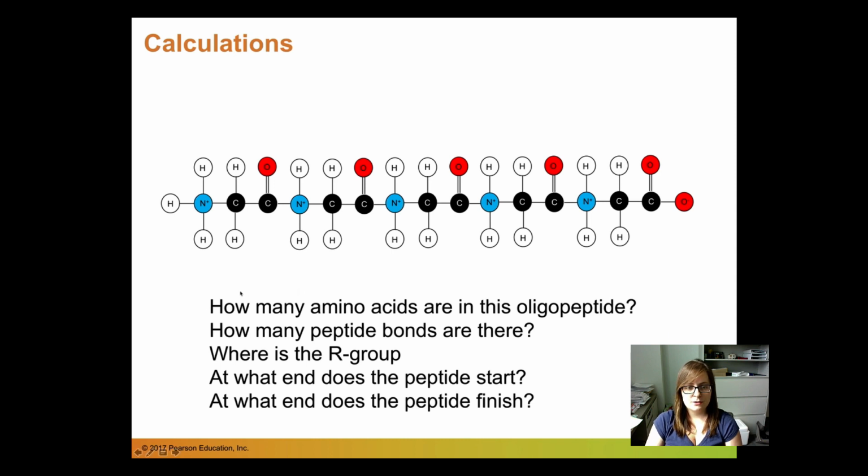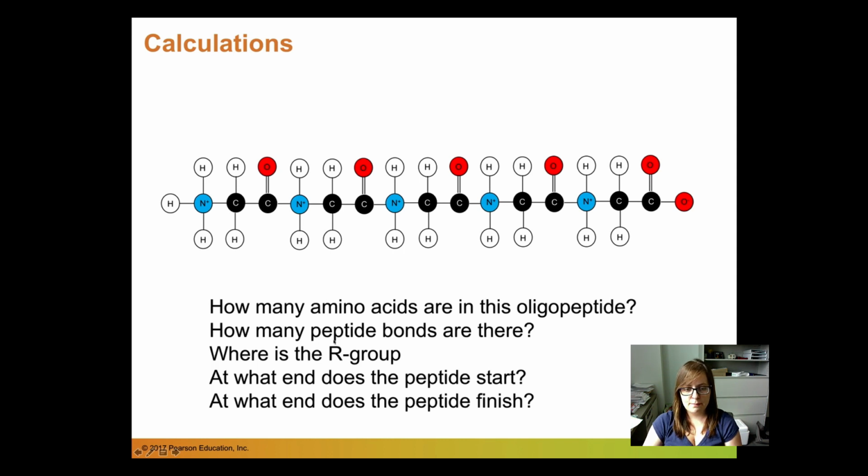Okay, so how many amino acids are in this oligopeptide? So first, let's count the amino acids, right? So we have, here is our amino group, and there's what's left of our carboxyl group. So essentially we can count at every oxygen that's pointing up. 1, 2, 3, 4, 5 amino acids in this oligopeptide.